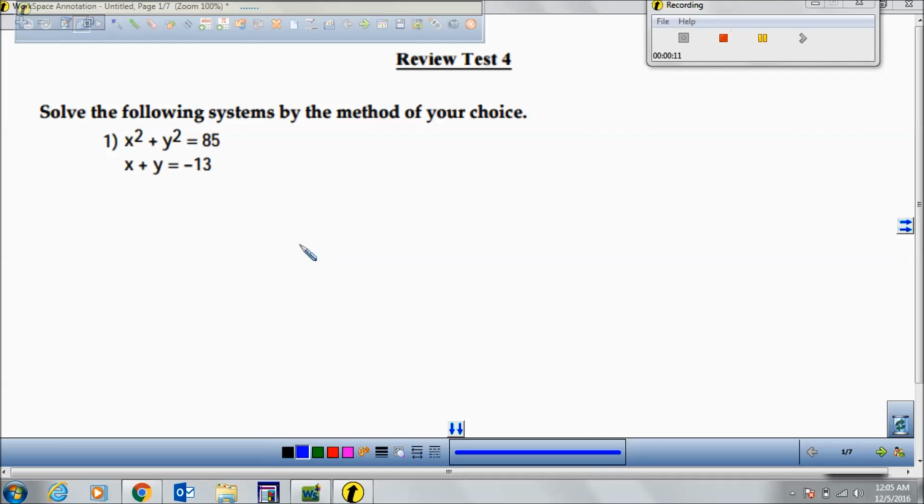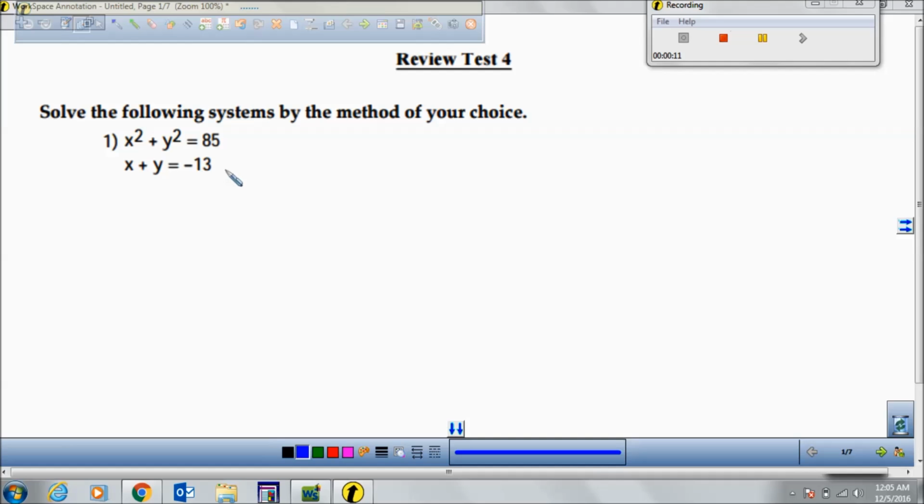Definitely the addition method you cannot use here, because we need to have like terms aligned with like terms. You see how these two equations both have x's and both have y's, but one has an x squared, the other has an x to the first, one has a y squared, the other has a y to the first. So even though they're the same variable, they're not really like terms because they need to have the same exponent. So definitely we have to use the substitution method.